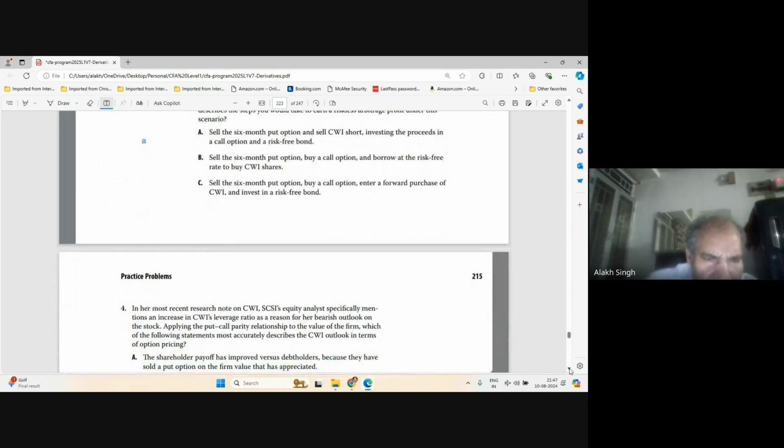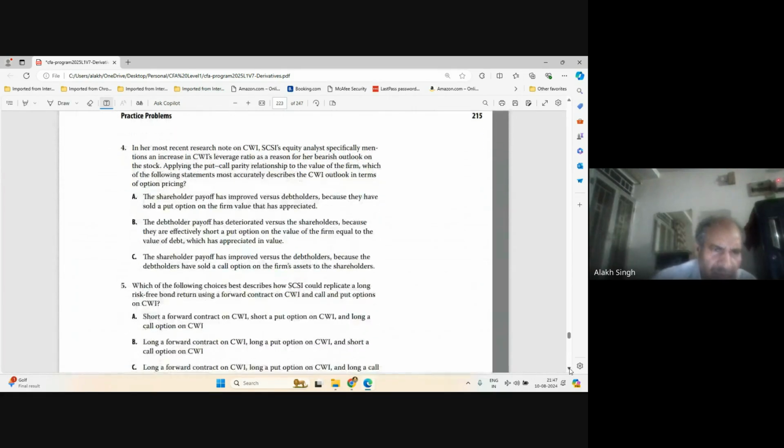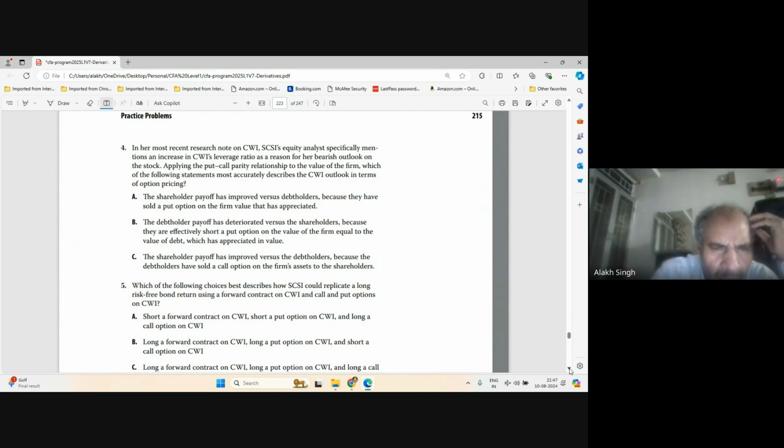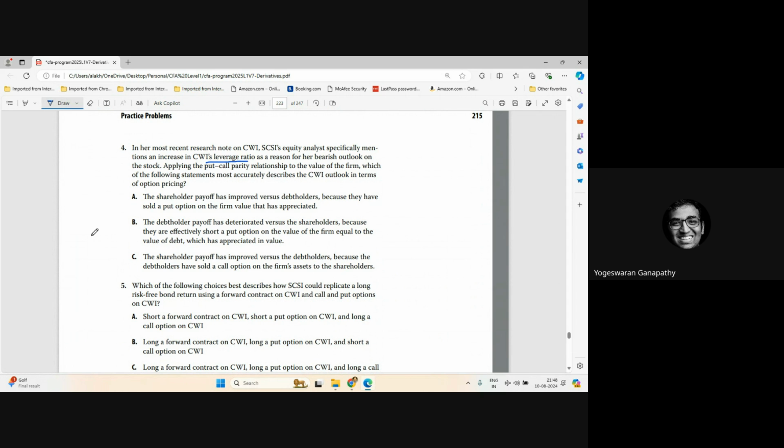A. Okay. In her most recent research note on CWA, the equity analyst specifically mentions an increasing leverage ratio as a reason for her bearish outlook on the stock. Applying the put-call parity relationship to the value of the firm, which of the following statements most accurately describes the CWA outlook in terms of option pricing? Leverage ratio means more borrowing, more debt. This firm has taken more debt. So the price of the put has gone up. The shareholder payoff has improved versus debt holders because they have sold a put option on the firm value that has appreciated.